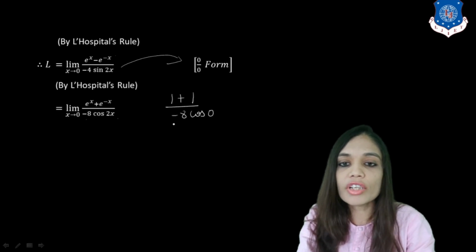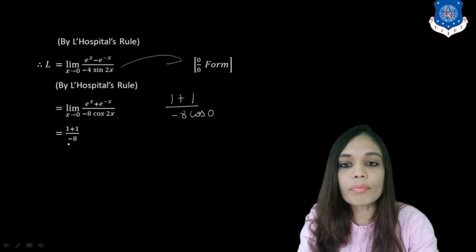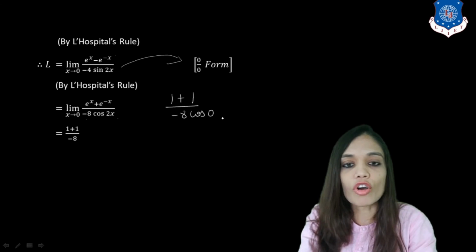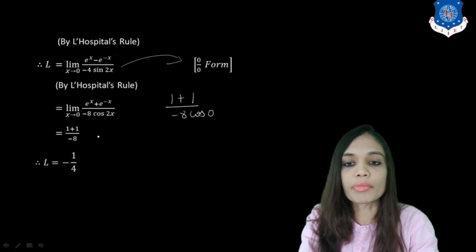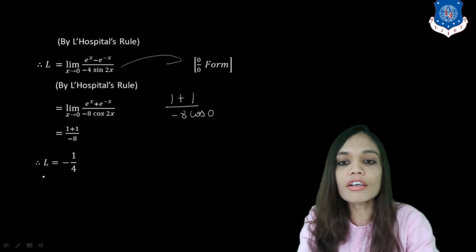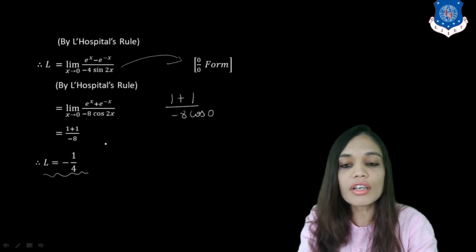Now if you put x is equal to 0, you will get 1 plus 1 upon minus 8 cos 0. So what you will get? 1 plus 1 upon minus 8 because the value of cos 0 is 1. So finally you will get answer as minus 1 upon 4. In short, you have to apply L'Hopital's rule repeatedly until you get the finite answer of the limit.